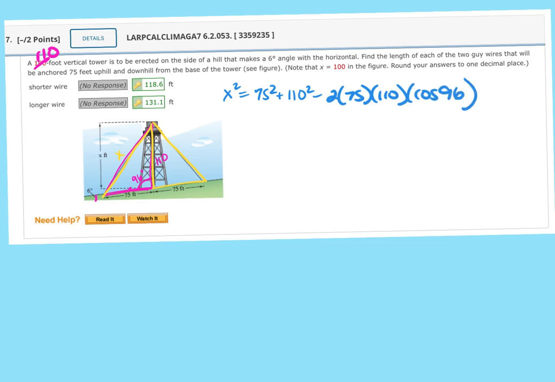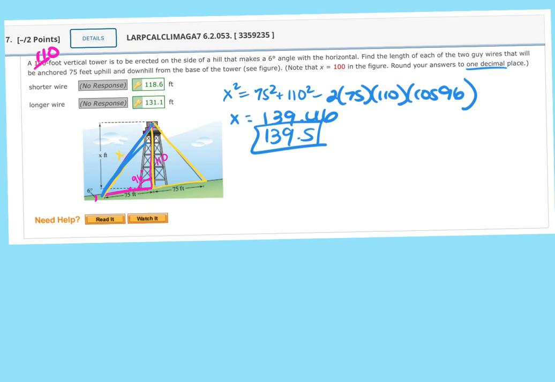So I square root 75, 110, 2 times 75 times 110 times cosine 96. And I get x is 139.46. That's this one. And it said 1 decimal place, so it'd be 139.5.